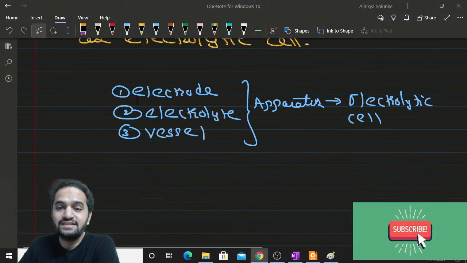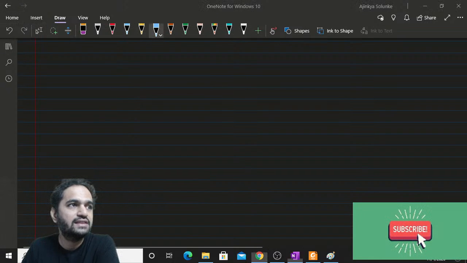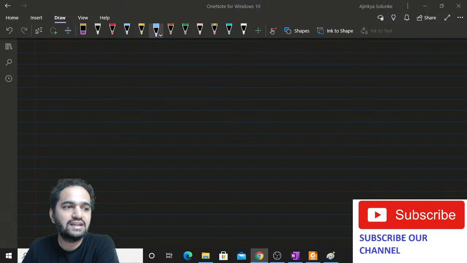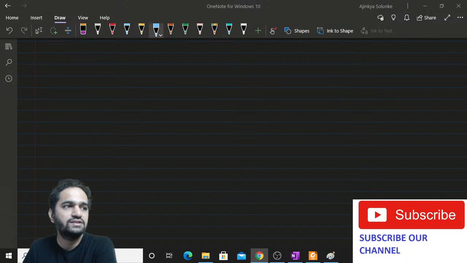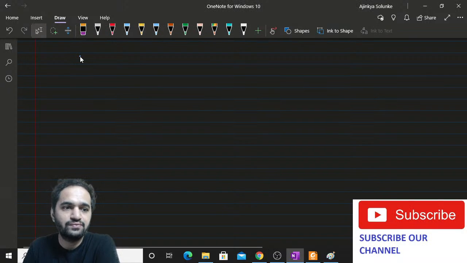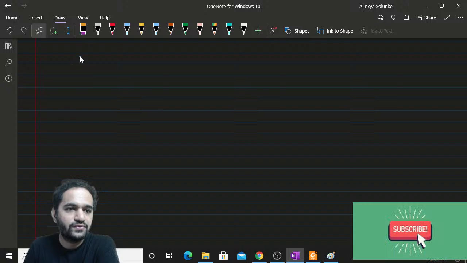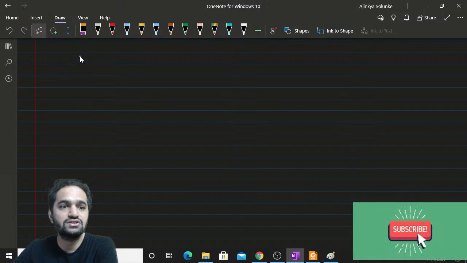In the next session, we are going to learn about electrolysis of water, and then we will discuss which gas is released at anode and which gas is released at cathode. We'll talk about everything in the next session. Are you understanding this? Gaurav Gadam, have you understood?